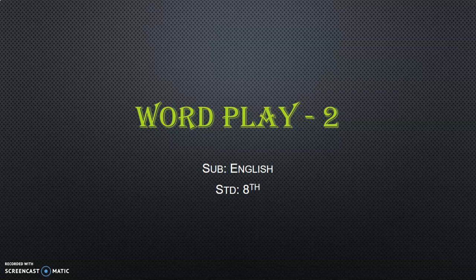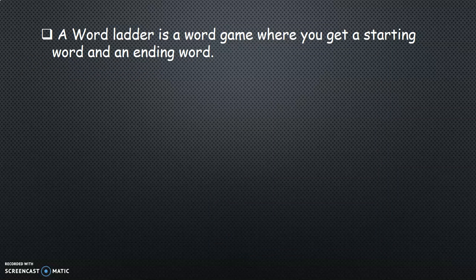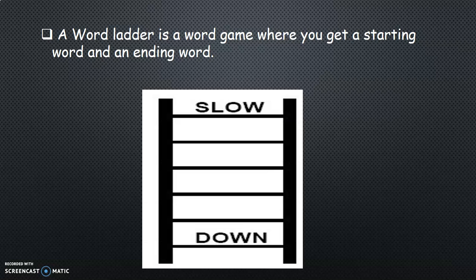Let's see the first game, that is word ladder. What is this game about? A word ladder is a word game where you get a starting word and an ending word. For example, the starting word given is down, and the ending word given is slow. Now what to do next in this game?